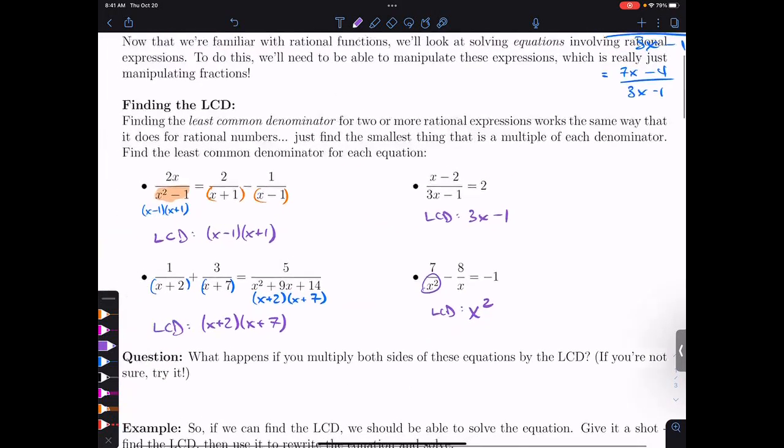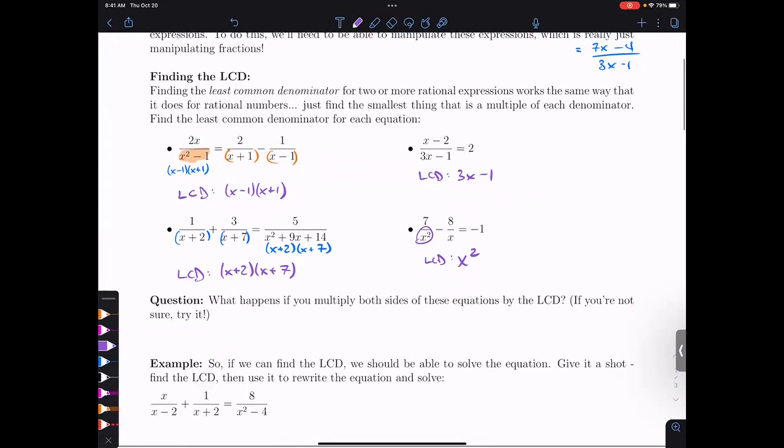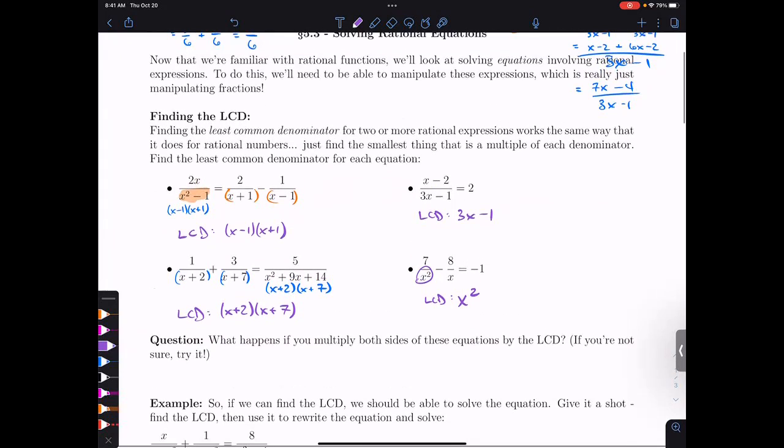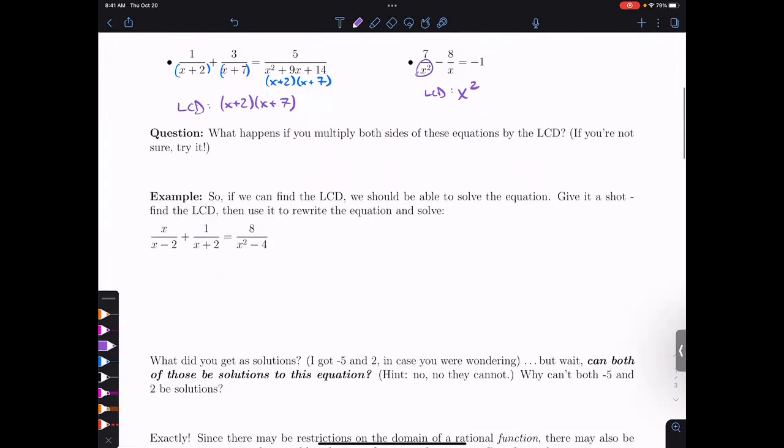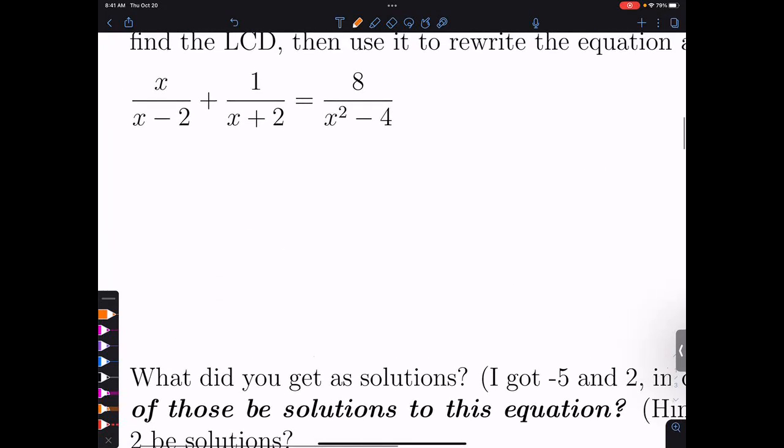Okay, so that's how we find the least common denominator. Now, what we do with it is use it to basically make our lives a little bit better by multiplying out all of the fractions and clearing everything out. So what is the least common denominator here?